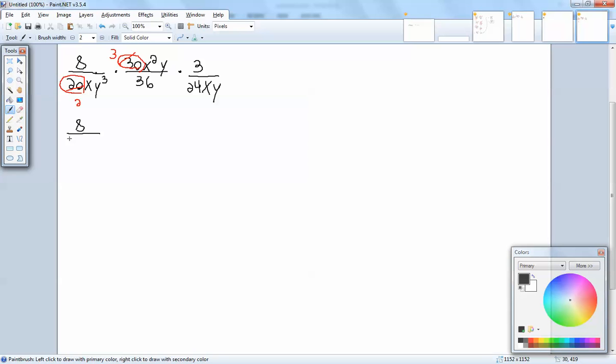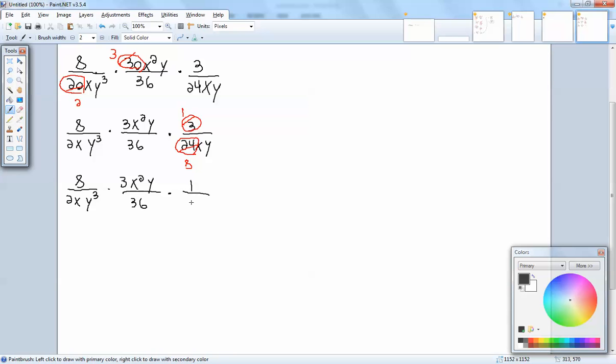Okay, let me write down what I have left. So we got 8 over 2xy to the third, times 3x squared y over 36, times 3 over 24xy. And let's look for another two numbers. Again, one's on top, one's on the bottom is the only requirement. Well, I got 3 here and I got 24 here. Those will divide by 3. 24 divided by 3 is 8. 3 divided by 3 is 1. You don't have to keep rewriting this. You can do this all together, but I'm just doing it to make this clean. So we got 8 over 2xy to the third, times 3x squared y over 36, times 1 over 8xy.